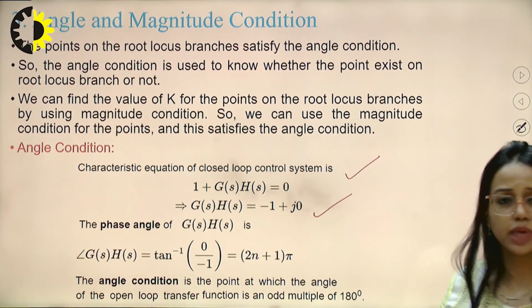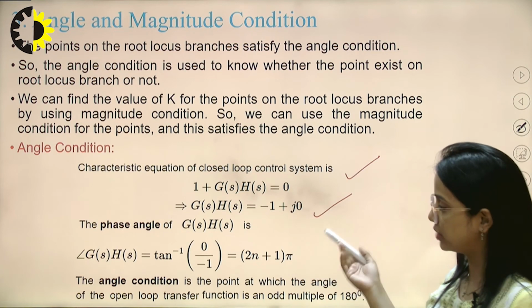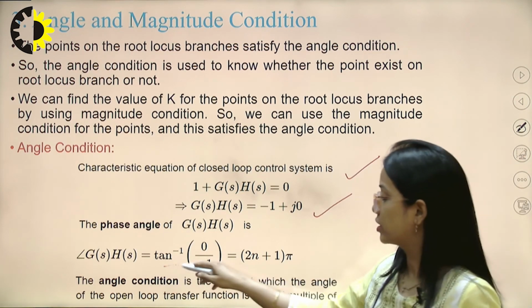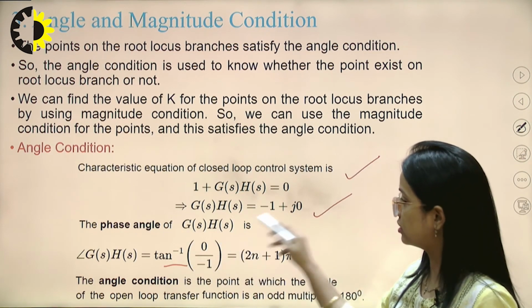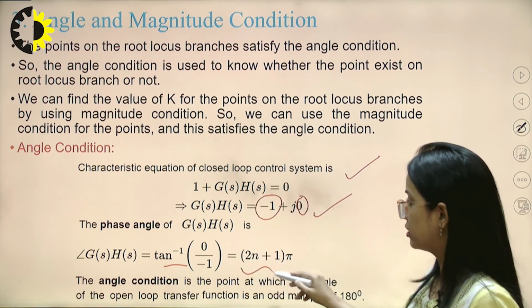We don't have any imaginary part in that. So from that, the phase angle can be tan inverse imaginary by real. So imaginary is 0, real is -1. So here we have this particular angle.